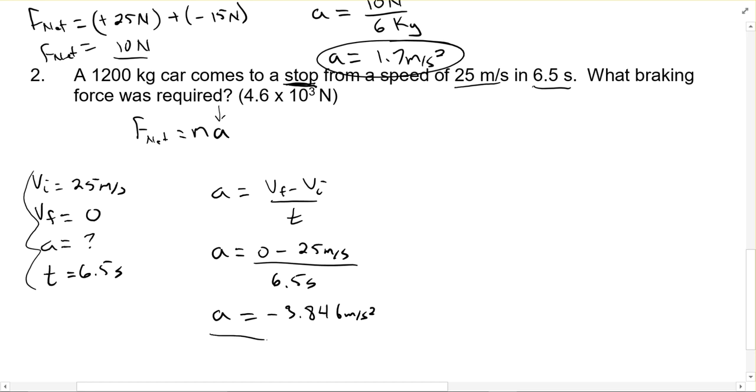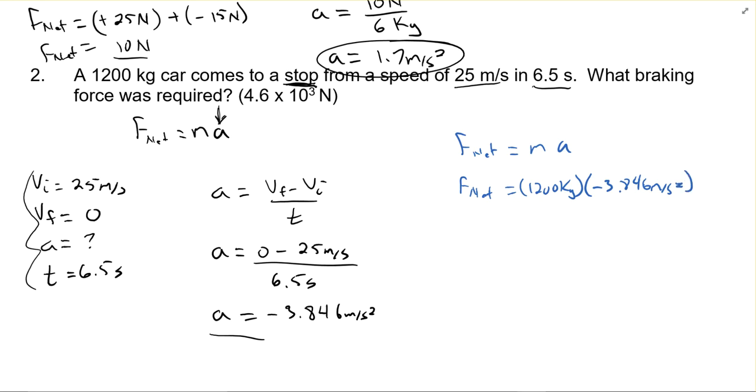And now, the acceleration, that just needs to go in here. So the last part, we're going to say F net is equal to mass times acceleration. So F net is going to be equal to 1,200 kilograms times negative 3.846 meters per second squared, which is equal to negative 4,615.2.